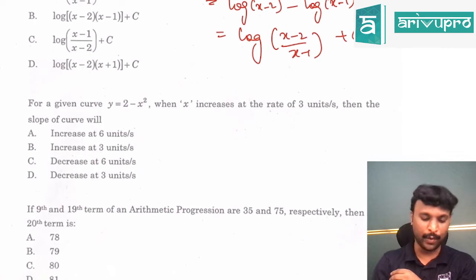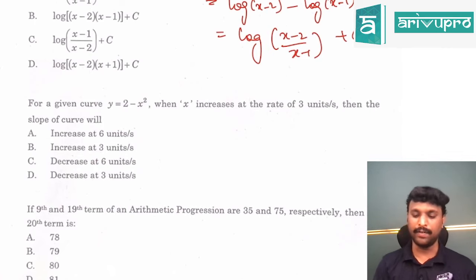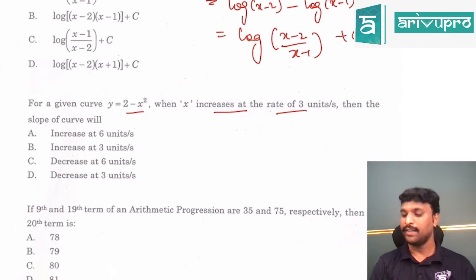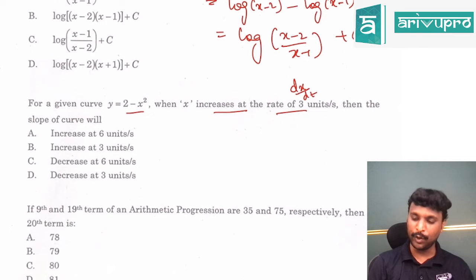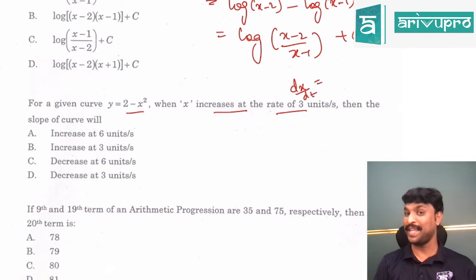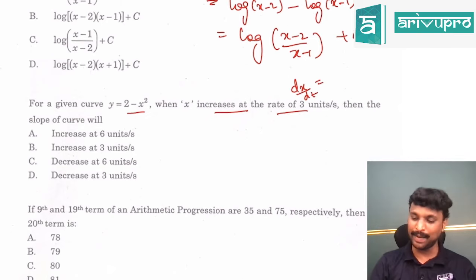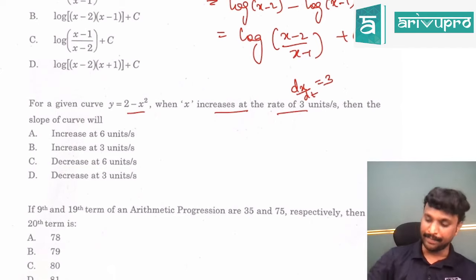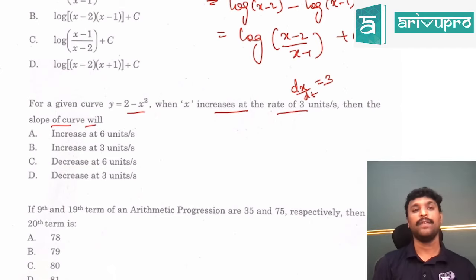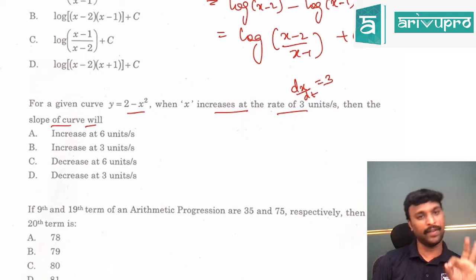Look at the next question, question number 17. For a given curve y equals 2 minus x square, x increases at the rate of 3 units per second. Guys, second means time, so they have given dx by dt, which is 3. Then we have to find whether the slope of the curve increases or reduces.